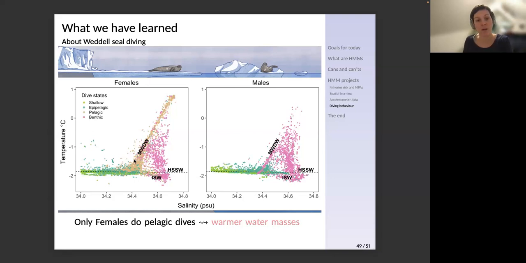So it's a mix of the really cold water that's forming on the continental shelf and these warmer water masses that are offshore. And it shows that females are going into a very different environment to the males. None of the males really did this. We can't really see any of this sort of line shooting up here. You can see the beginning of it here, but none of the males did dives into water that was much warmer than 0 degrees. So only females do these pelagic dives into the warmer water masses.